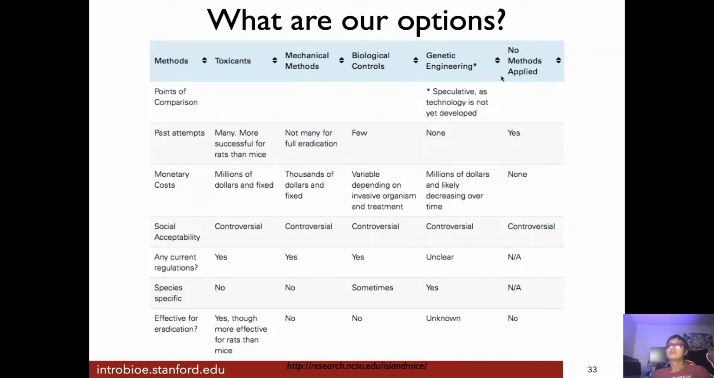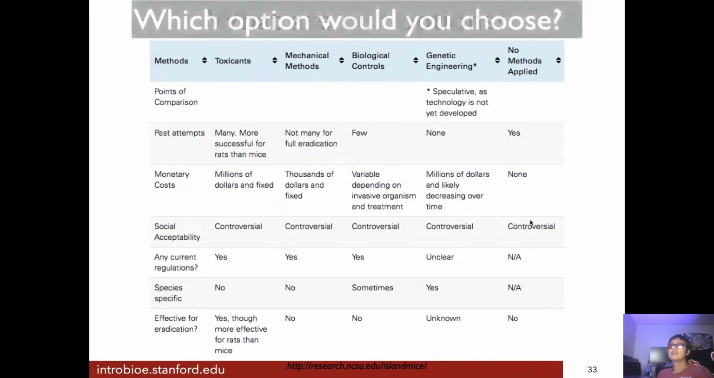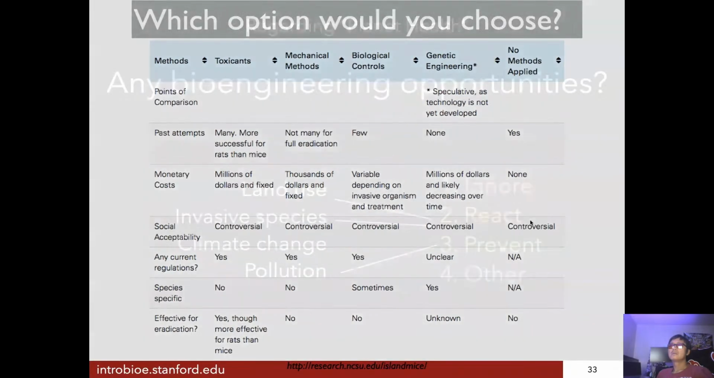Oh, wait, there's one more option. Don't do anything. Just let all the native species go extinct. Well, of course, that's controversial because we don't want things to go extinct, at least I don't. So interesting. Every option is controversial. That's an opportunity. Could you make an option that wasn't controversial? Could you bioengineer something better? Which one, if you couldn't, would you choose of these?